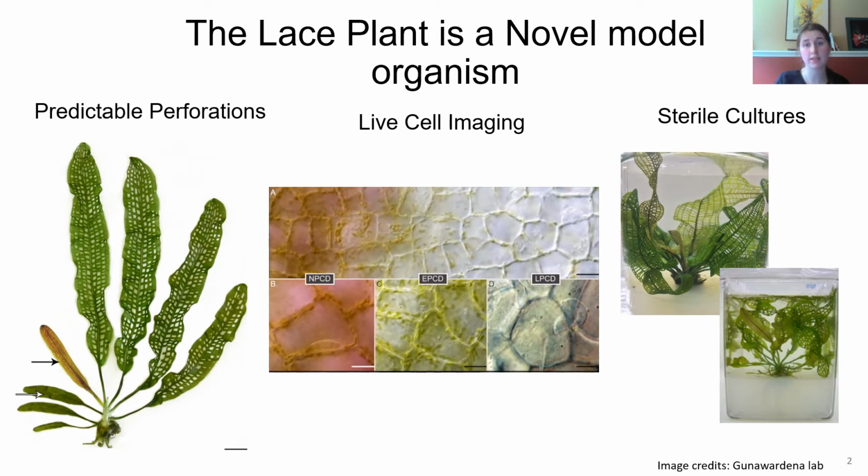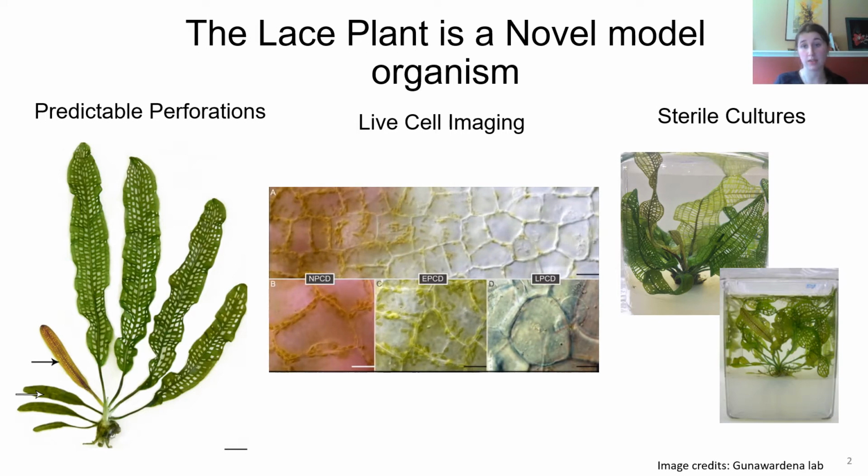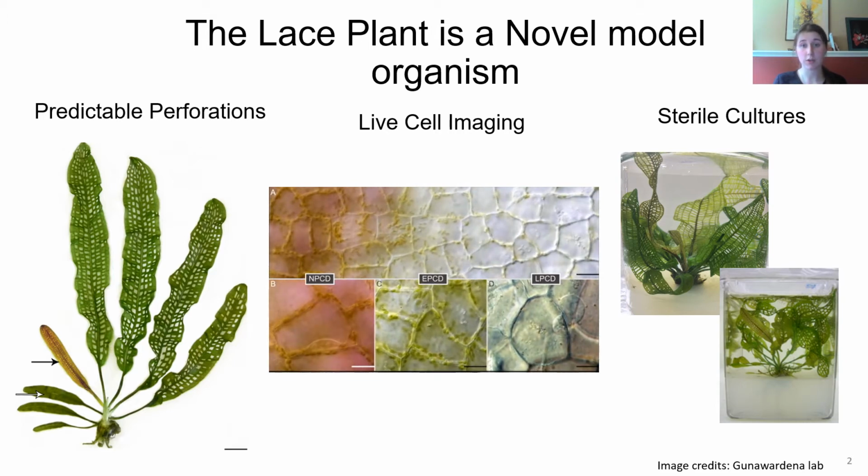The lace plant, or Aponogeton madagascariensis, is an aquatic monocot that is considered an emerging model organism for describing programmed cell death in plants for three reasons. First, it undergoes predictable perforation formation via developmental programmed cell death. Second, its thin leaves allow for long-term live cell imaging. Finally, the plants are able to be grown in sterile cultures for pharmaceutical experiments.